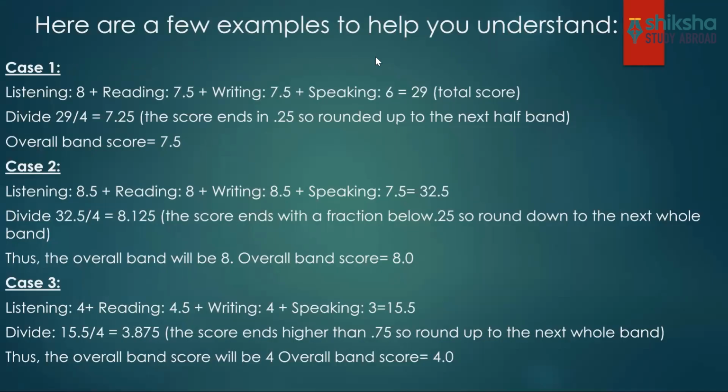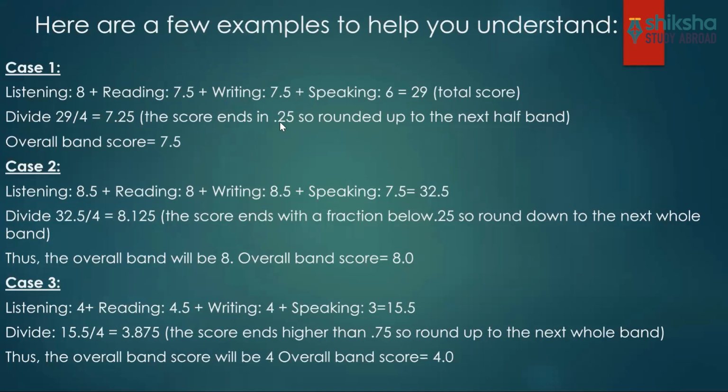Here are some cases, or you can say examples, which will help you to understand how your scores are calculated. Case 1: listening 8, reading 7.5, writing 7.5, and speaking 6. This is just an example that a candidate has got, 4 scores in 4 different modules. So the total which has come up is 29. Now we'll divide 29 by 4. Why? Because we have 4 modules. So 29 divided by 4 is 7.25.